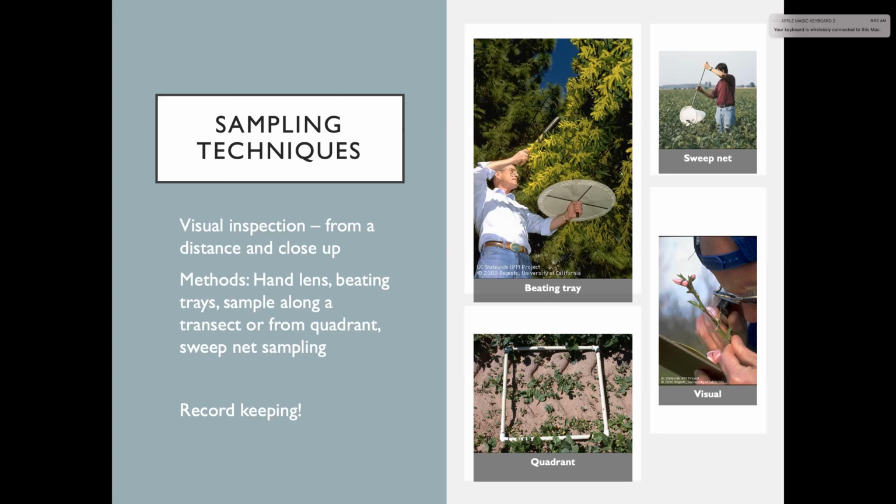It's also probably a good idea to take note of any cultural practices that you're doing, like how much water you're applying, if you've applied fertilizer recently, how you cultivated the beds. All of this is important information to have on hand that might affect your management decisions. So record keeping is a very important skill to develop as a farmer, especially when it comes to IPM and scouting.